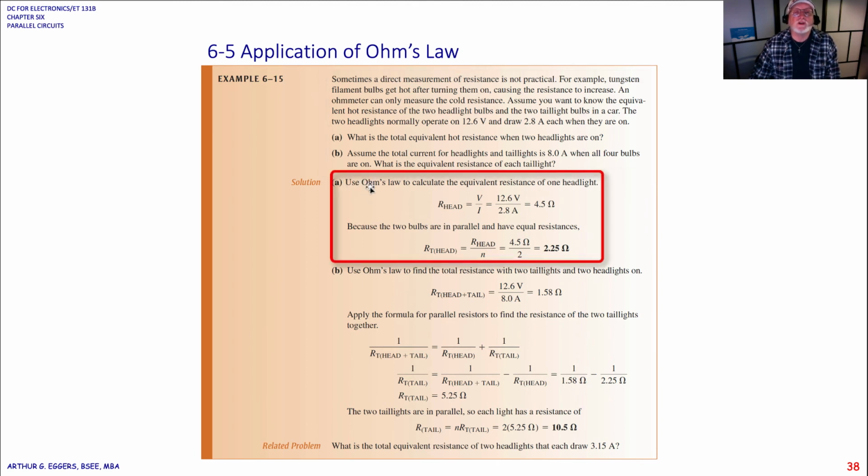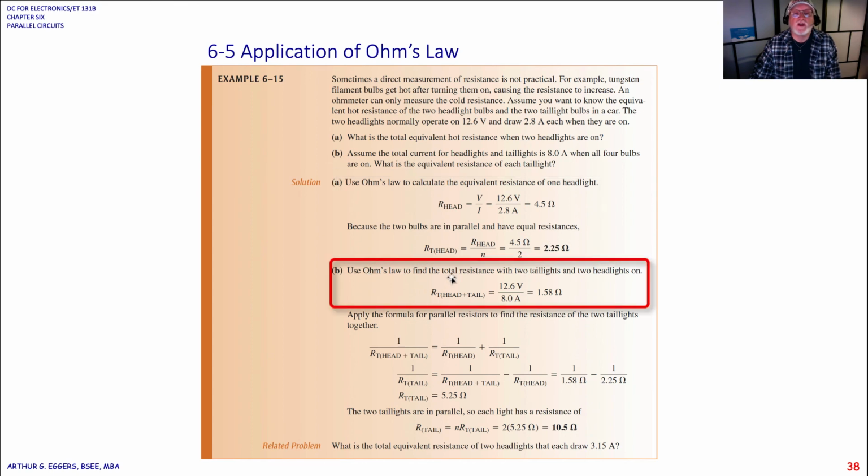So if I use Ohm's law to calculate the equivalent resistance for one headlight, R sub head is equal to V over I, then I'm able to come up with a resistance of 4.5 ohms. Because the two bulbs are in parallel and have equal resistances, I can divide that in half to get half of the headlight value. So 4.5 divided by 2 gives me 2.25 ohms of resistance. Okay, so that's our resistance.